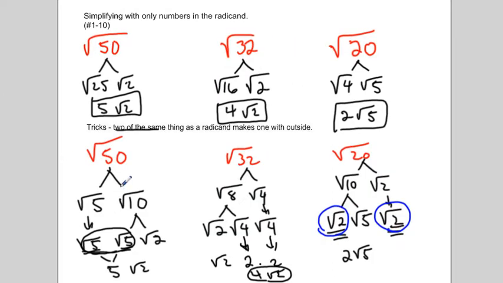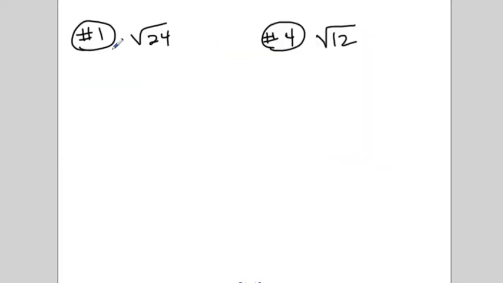Okay, so I'm going to work a couple of examples with you. Let's say you did question number 1 from your worksheet that you're supposed to have. Okay, so question number 1, 24. You might think of a couple of different ways to break this down. Maybe you're thinking 12 and 2. That's 24. Maybe you're thinking 6 and 4. That's 24.